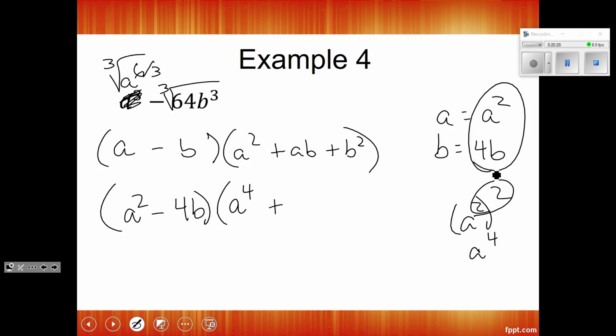Plus, let's multiply a squared and 4b. What do you get? 4a squared b. You just smush it together. No, it's not b squared. It's just a single b. I'm just taking this 4 and this b and multiplying it with a squared. And now just write it alphabetically. That's why I fit the a squared in between. Okay? And then plus, now be very careful here. What do I get when I square 4b squared? 16b.